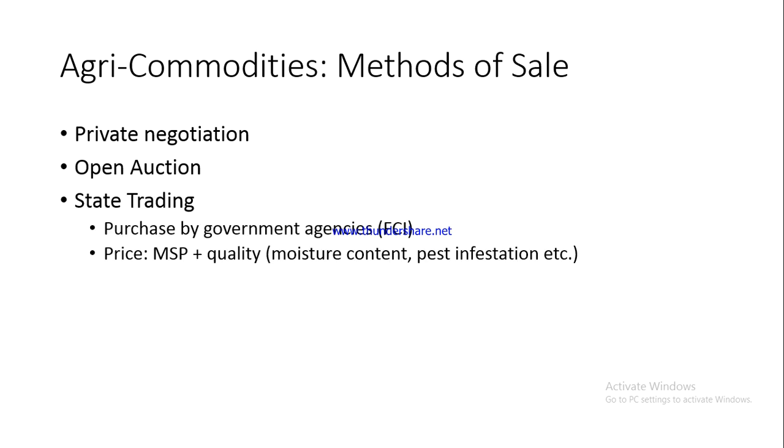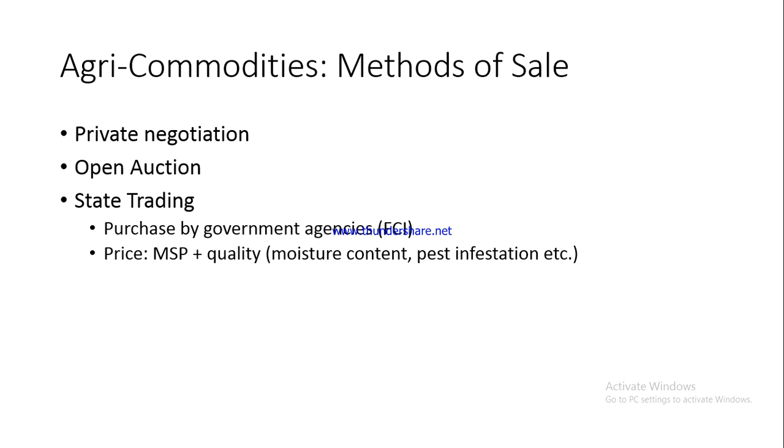Then we have got state trading. State trading means there is involvement of state, which means there is involvement of government agencies. It could be the central government agencies like Food Corporation of India. It could be various state government agencies also. So purchase by government agencies. The central agency for this purpose is Food Corporation of India, which buys food grains, specifically wheat and paddy, rice from the farmers across the country. So this is the job which is performed by FCI. So likewise we have got some state agencies also which purchase from the farmers.